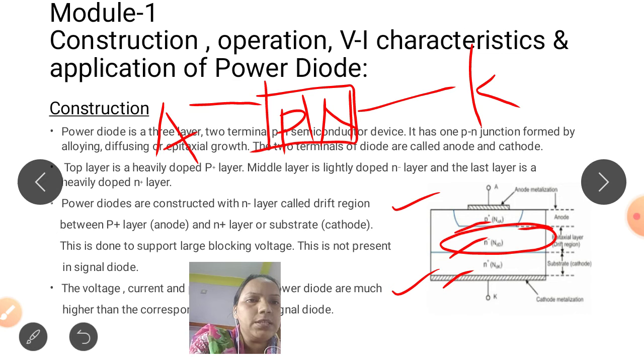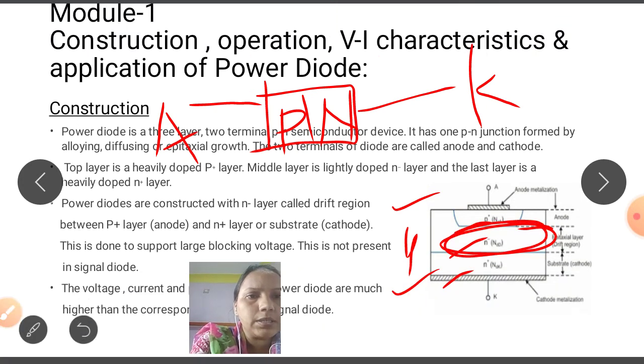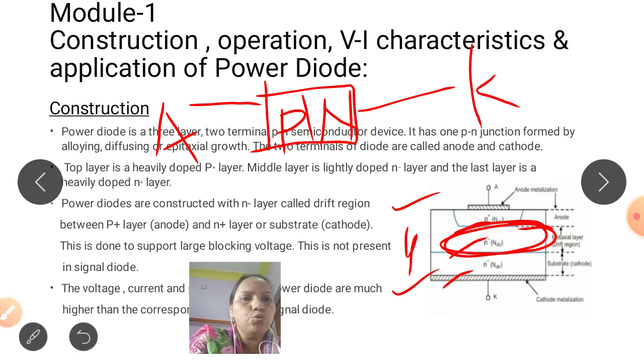So what do we mean by this p plus, n minus and n plus? In the power diode, this n minus layer is sandwiched between the p plus and n plus layers. This n minus layer is called the drift layer, or this space is the drift space. So what is the need of this drift space? This drift space is used to absorb the depletion layer and is also used to reduce the voltage drop during the reverse bias operation of the power diode.